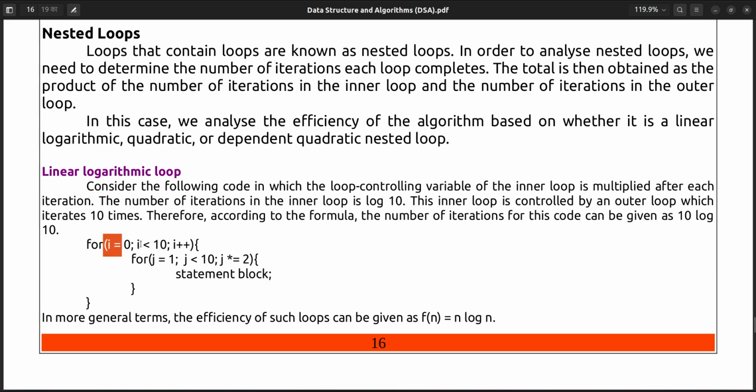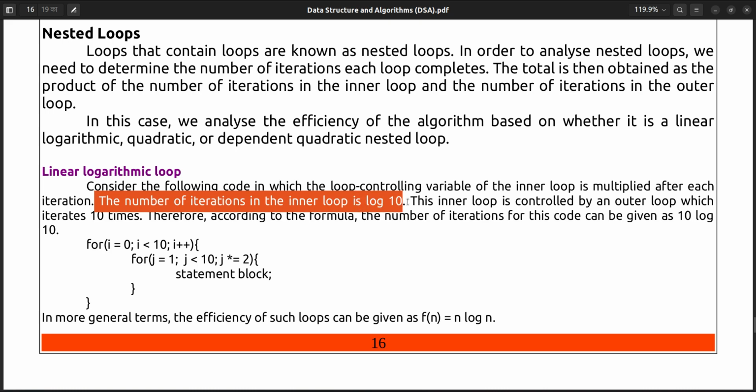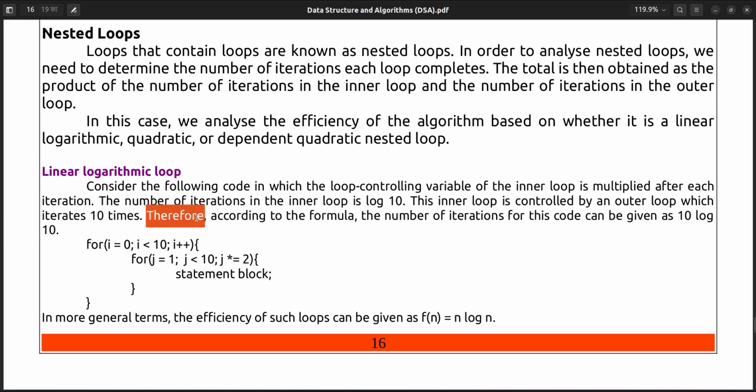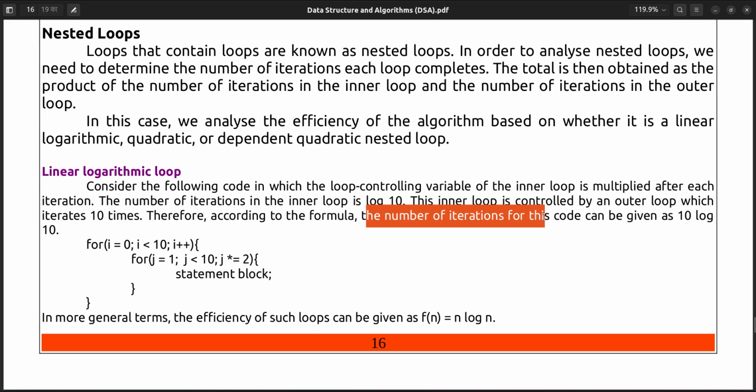And the outer side, how much? i is equal to 0, i less than 10 and i plus plus. So definitely n. So n log n. That's it. That is the efficiency of this loop here. So the number of iterations in the inner loop is log 10. The inner loop is controlled by an outer loop whose iteration is 10. So that can be defined by n. Therefore, according to the formula, the number of iterations for this code can be given as 10 log 10.